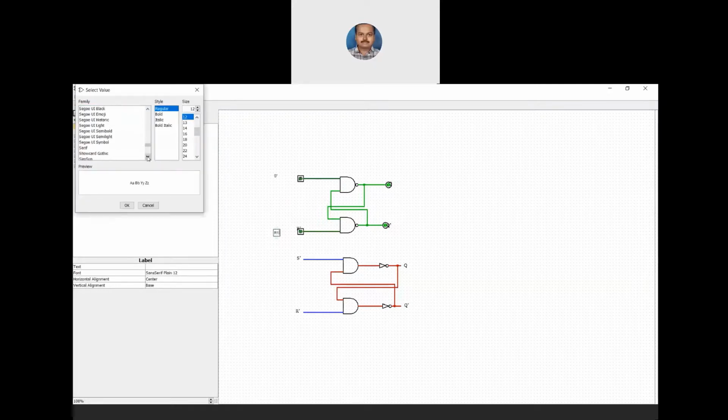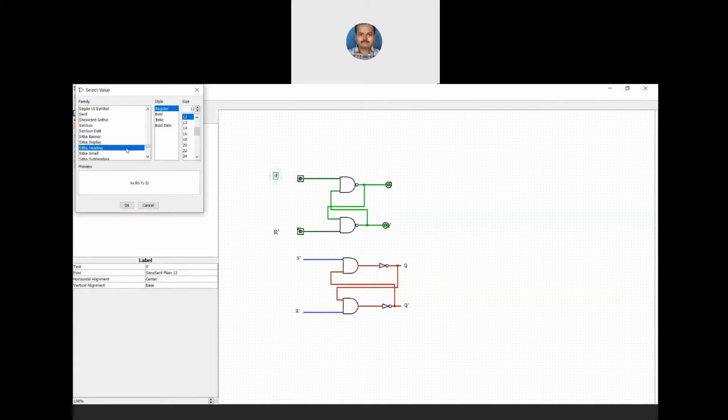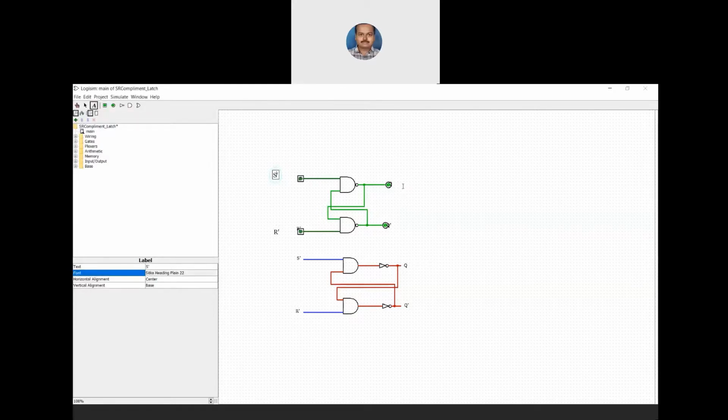Maybe I will change to some other so that I can easily see there. This is R bar, everyone. And what we have is this one. This is nothing but Q. This is Q, and this is Q bar here, right?